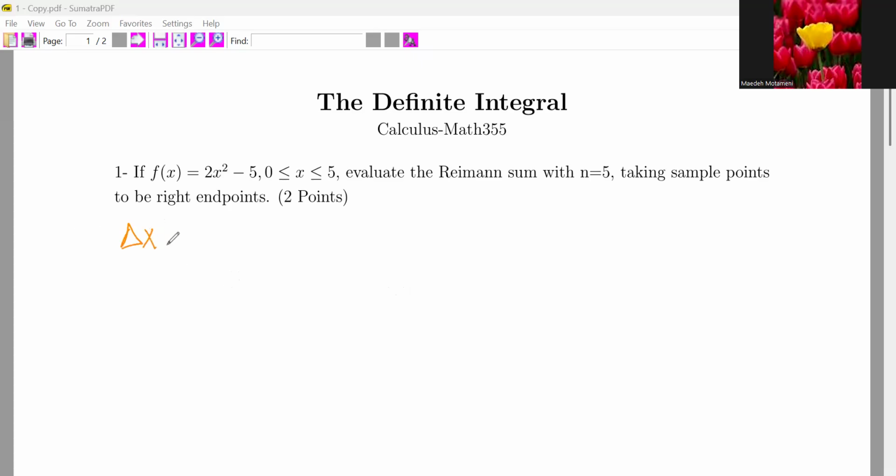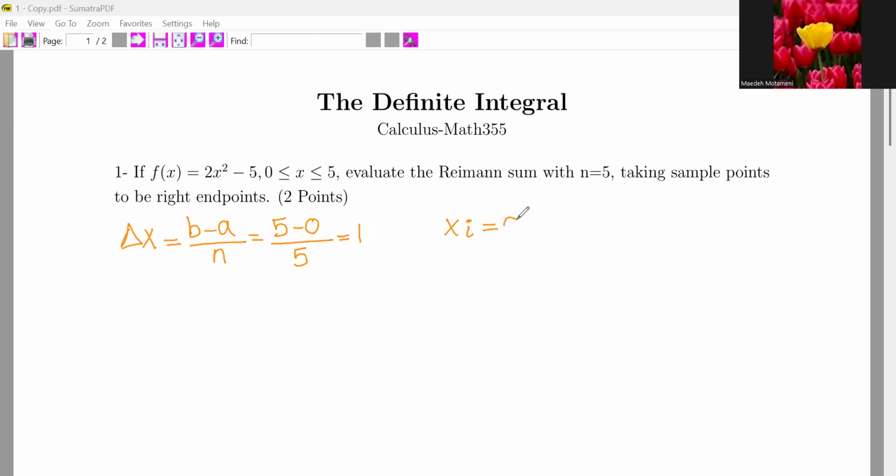According to the formula, delta x is equal to b minus a over n. And according to the information of this question, b is 5, a is 0, and n is 5 also. So delta x is 1.